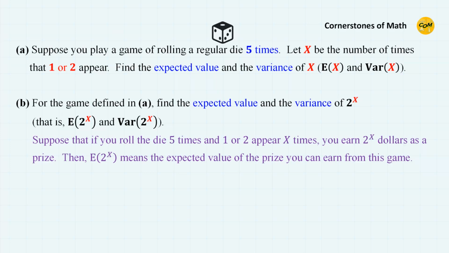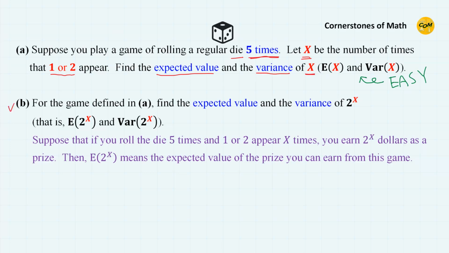For the first problem, suppose you play a game of rolling a regular die 5 times. Let x be the number of times that 1 or 2 appear. Find the expected value and the variance of x. Now this first problem is really easy if you have learned this particular probability distribution.